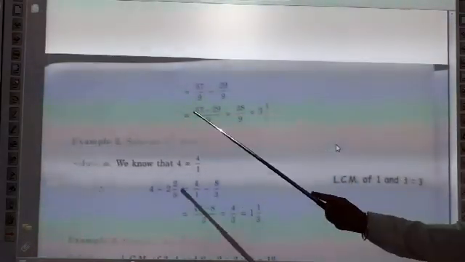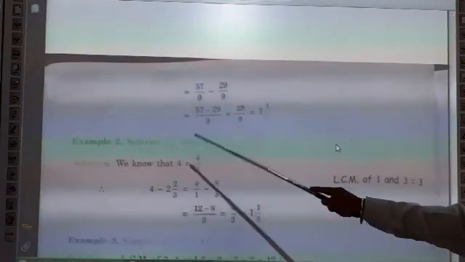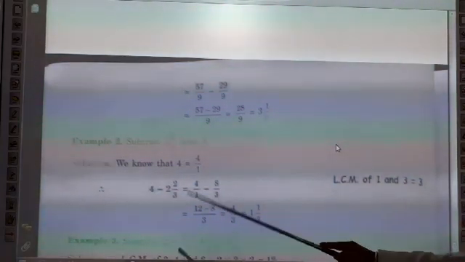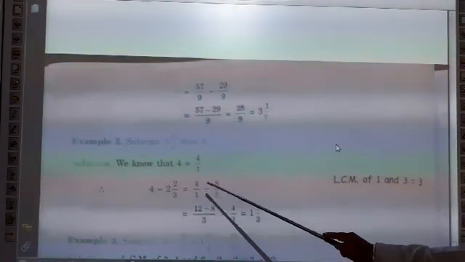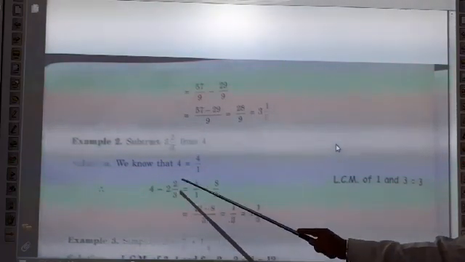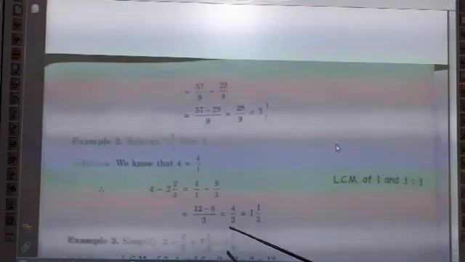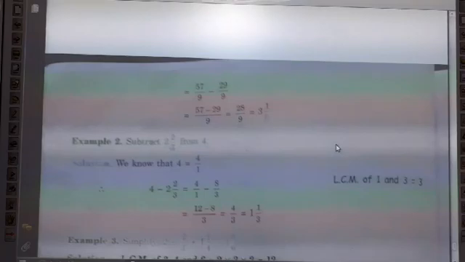Now next example, subtract 2 2 by 3 from 4. We know that 4 is equal to 4 upon 1. 4 minus 2 2 by 3. 4 upon 1 minus 3 2s are 6 plus 2 is 8 upon 3. LCM of 1 and 3 is equal to 3. So LCM is 3. 12 minus 8 is equal to 4 upon 3. Convert into mixed fraction, 1 1 by 3.